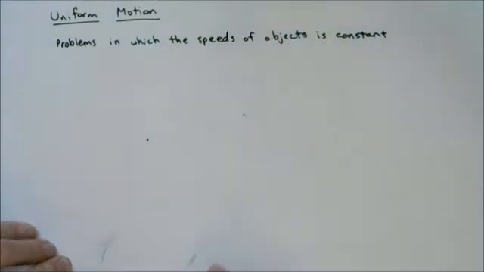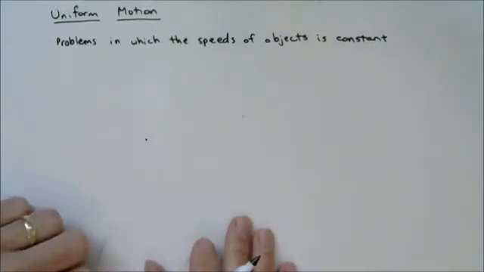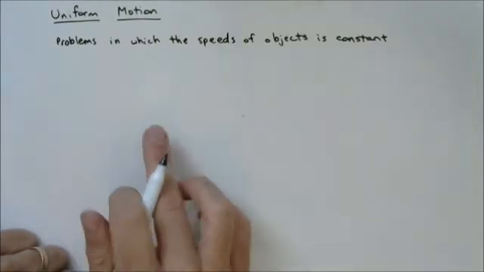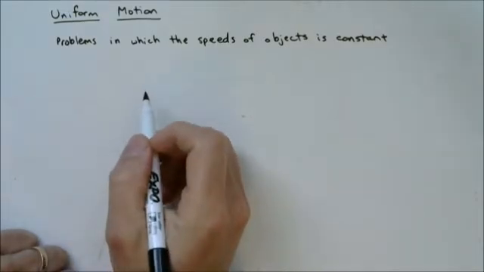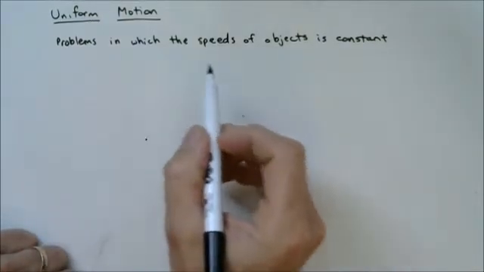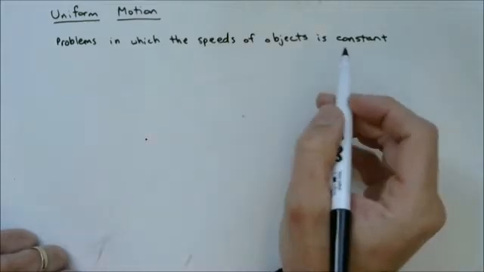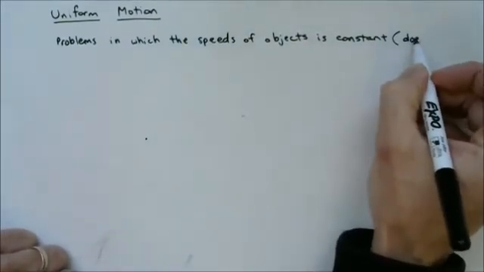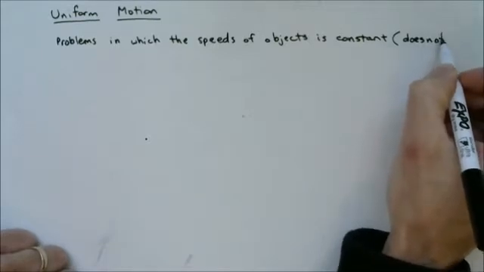So if there were two cars in the problem, you can be sure that they are both traveling at a constant speed. They might be traveling different speeds. Car A may be 70 kilometers an hour. Car B might be 100 kilometers an hour. But each car is not going to start and stop and slow down and speed up. So the problems in which the speeds of objects is constant. If you need a little bit of help with that, constant means does not change.